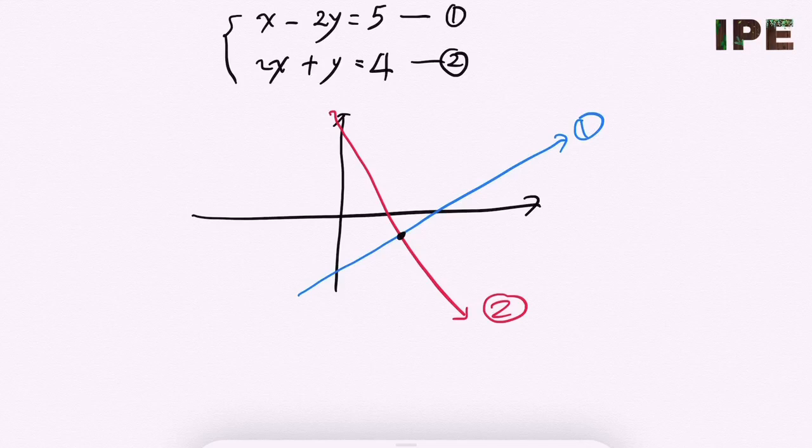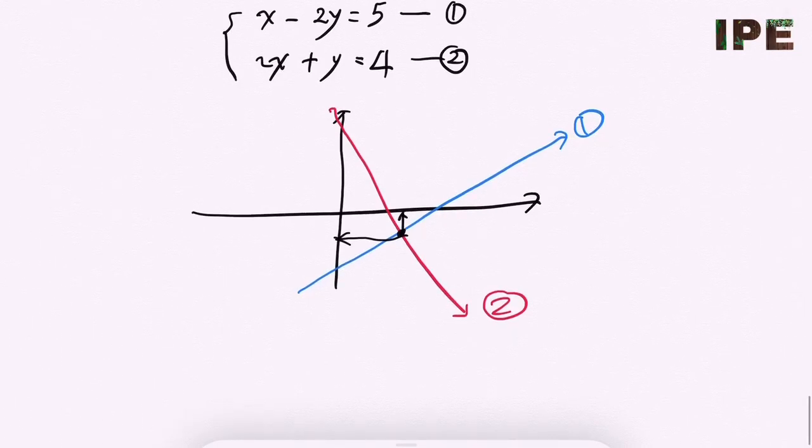And that intersection point definitely has an x coordinate and a y coordinate. Okay, that x coordinate and y coordinate of the intersection point is actually a solution of this system of equations. You have to understand this concept. So I'll give you one example problem for the SAT using the graph method.